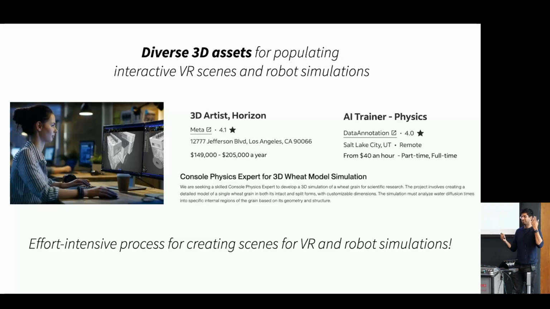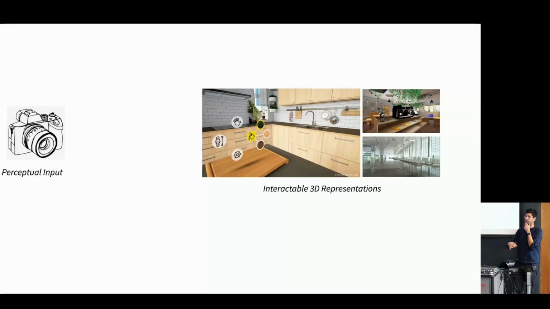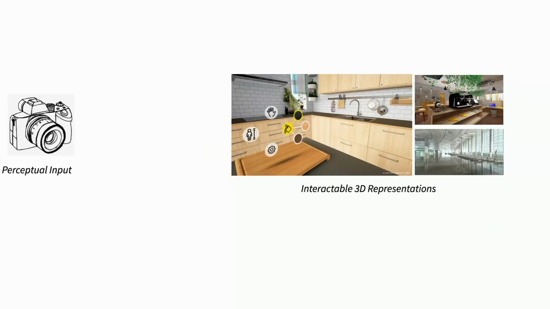So we have this huge demand for creating diverse 3D assets that can be plugged into simulators or real systems. But of course, this is a very effort-intensive process, and I'd argue it's not really scalable if you want to create many, many diverse things. So the goal for me is that if we do want these 3D representations of the world that are interactive, and which robots and humans in VR can play around with, then instead of having artists design them, we can just have perceptual input: you just walk around, capture a couple of images of your kitchen or your scene, and that can give you these 3D representations.